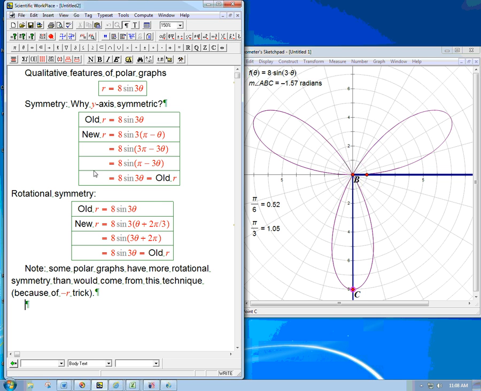So that's a couple of symmetries. You can look in the book for a discussion about x-axis symmetry and polar symmetry, like symmetry through the pole, going from here across to here, which is really 180-degree rotation, but it shows up in different ways.